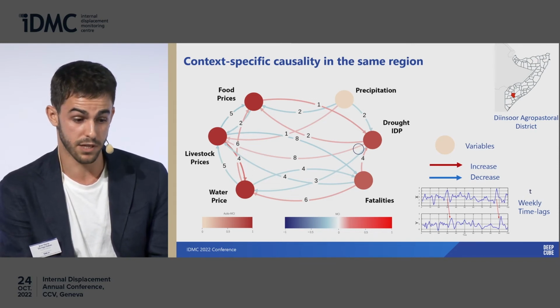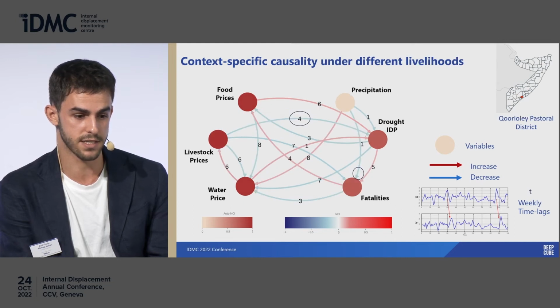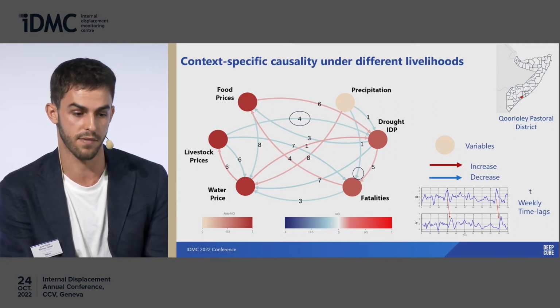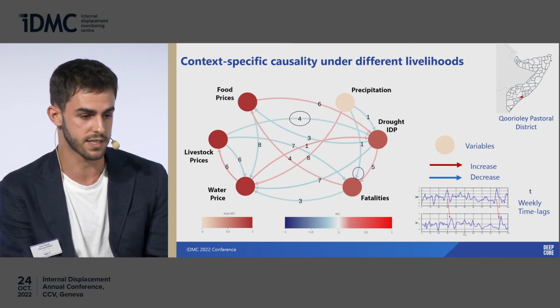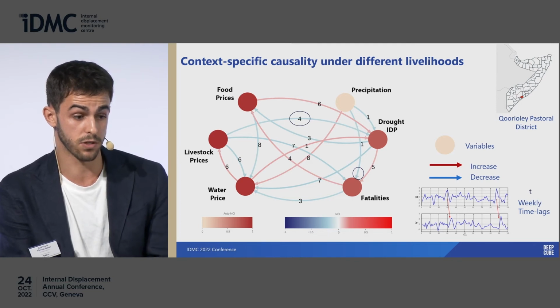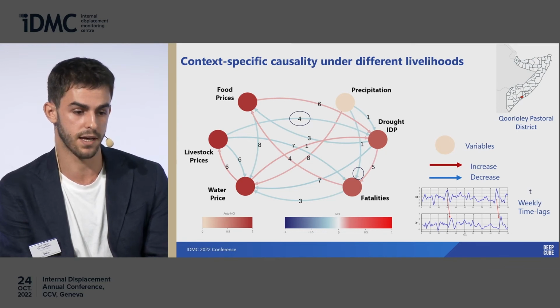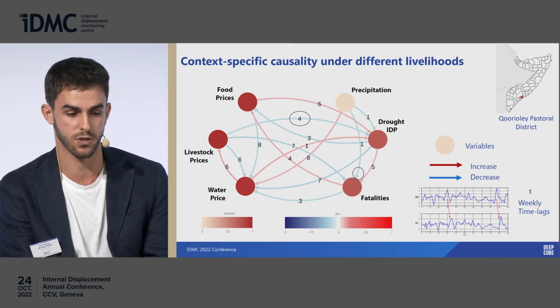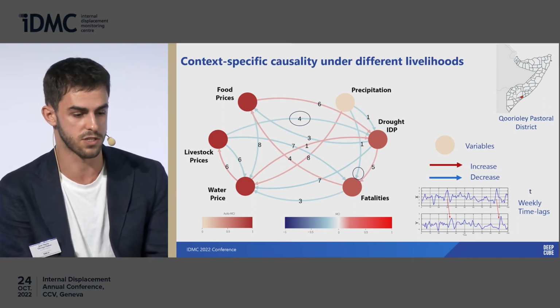And what we can do also is to extend our causal analysis to other regions with different predominant livelihoods. Although we recognize that these livelihoods can be mixed, Corriol is a predominantly pastoral district. And what we can find here is that livestock prices, as a result of stress sale, have a causal impact on drought displacement. And we don't find this conflict-related link in Corriol district such as in Baidoa or the Ponserre district.